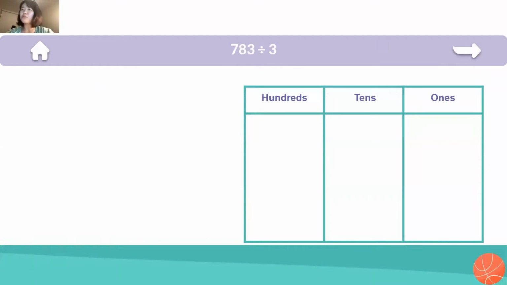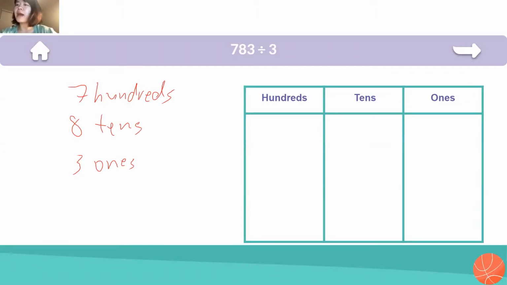Okay, let's start with this problem first. The problem is 783 divided by 3. We can also write 783 as 7 hundreds, 8 tens, and 3 ones. Let's put 783 into the place value chart. So we have 7 hundreds, 8 tens, and 3 ones.